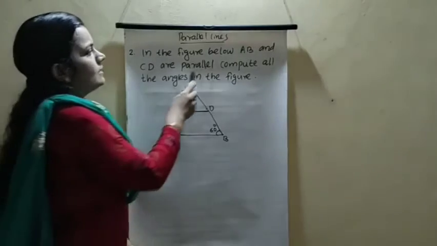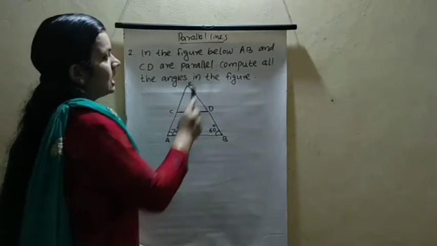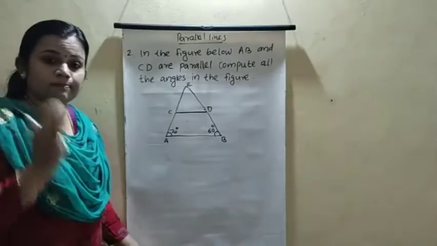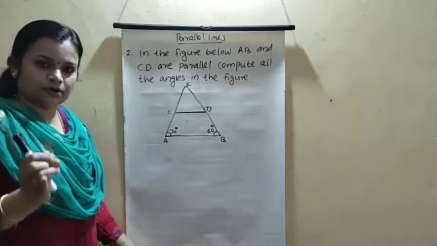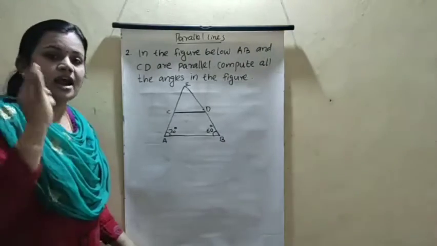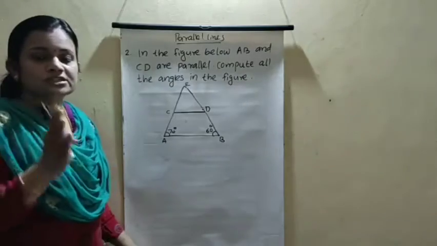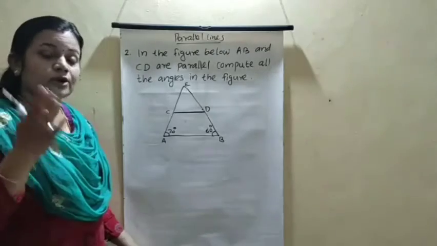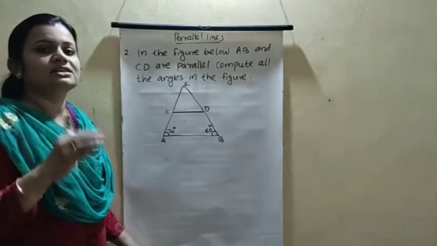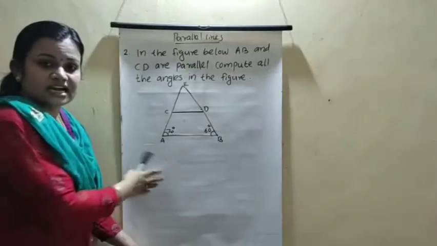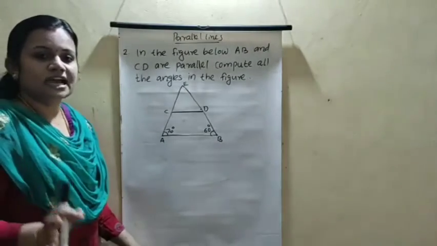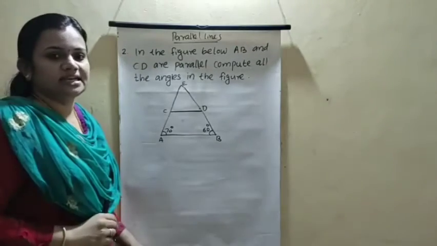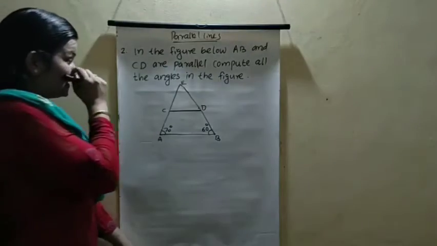Second one: in the figure below, AB and CD are parallel. Compute all the angles in the figure. To solve any problem, the basics are corresponding angles, alternate angles, co-interior angles and co-exterior angles. You should study these four angles. If you have not studied these angles, you can't understand these problems. Then we are discussing the second problem.